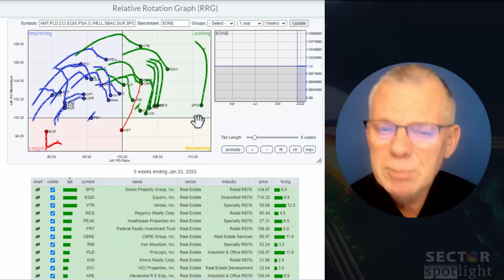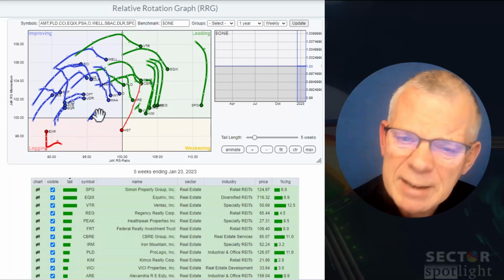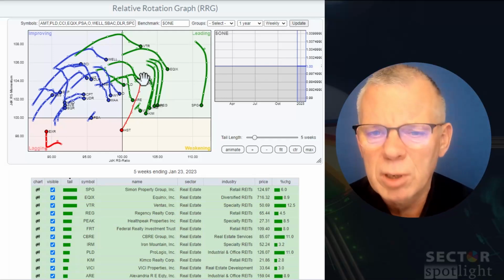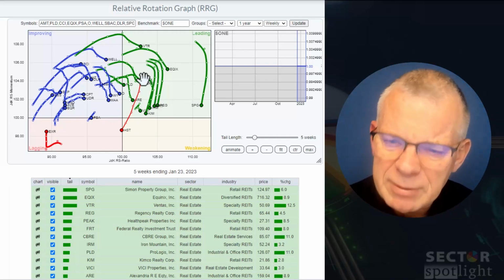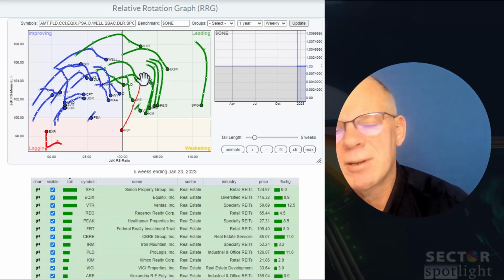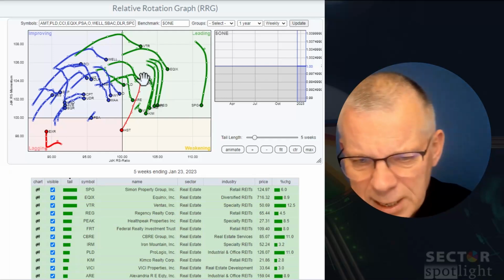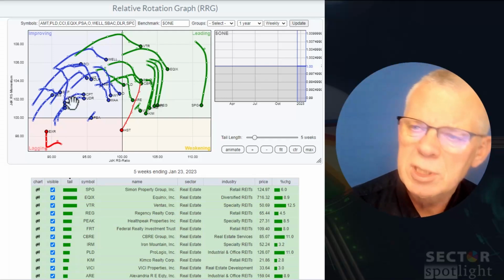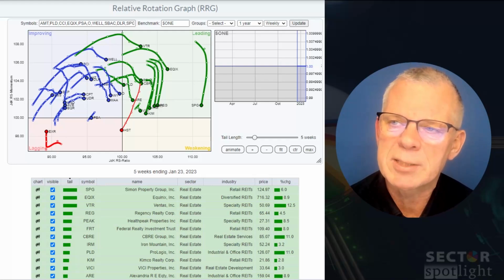So here is real estate. Again, mixed, but all these tails are curling over. All these tails are rolling over to a negative heading. So no matter how nice and how strong that trend is, although it's not that strong because there's still a lot in a negative trend, they're losing momentum. All these stocks are losing momentum.